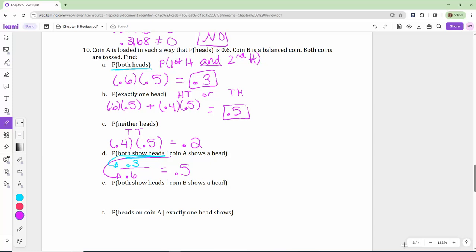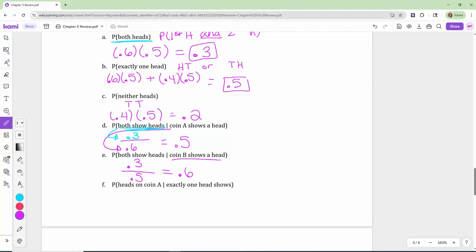Alright, this one though is different. Probability both show heads given coin B shows a head. So I already flipped my fair coin. What's the probability that B was heads up? 0.5. On the top, what's the probability that both were heads up? And we get 0.6. Which isn't that just the probability coin A landed heads up? Because they're independent. What you flip on one coin didn't change the other one. Alright.